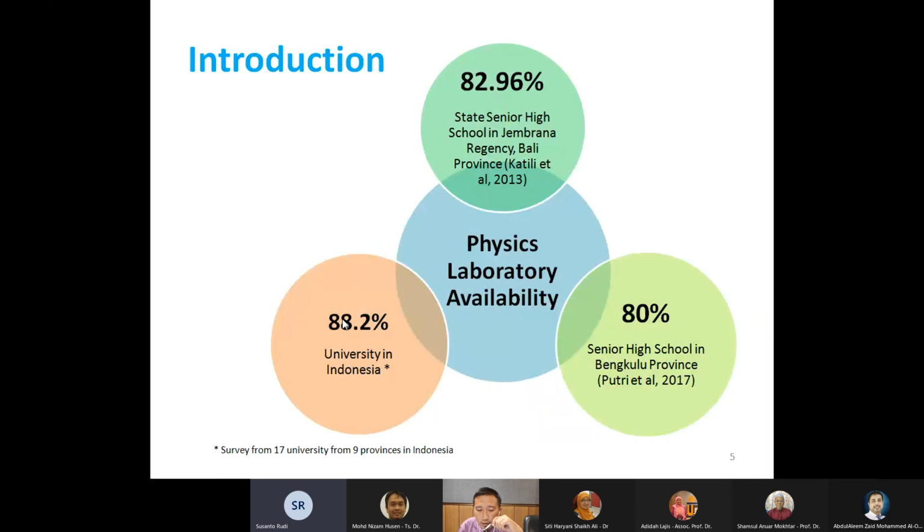Okay, about physics laboratory availability in Indonesia based on data: almost every senior high school and university has a physics laboratory. Katili stated that senior high schools in Jembrana Regency, Bali Province have 22.96% physics laboratories, and senior high schools in Bengkulu Province, by Putri et al. in 2017, have 80%. And universities in Indonesia have 88.2% laboratories, from my survey of 17 universities from 9 provinces in Indonesia.